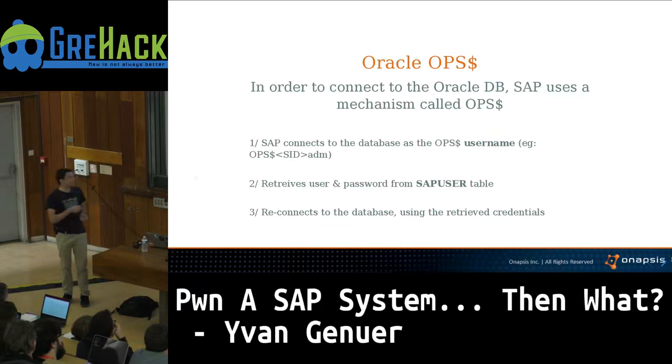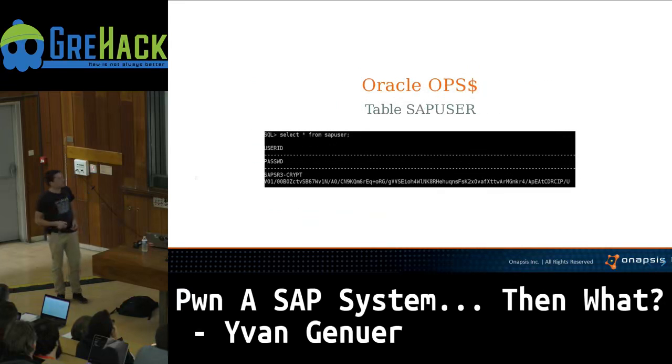Second, it retrieves information about the SAP database administrator, stored in the SAP user table. It gets the password, gets the credential, logs off, and connects back using this new credential. So now the SID-ADM is connected as an SAP administrator of the database and can do a lot of things. Take a look at this table, the famous table SAP user. This is the name, and there is a hash after.